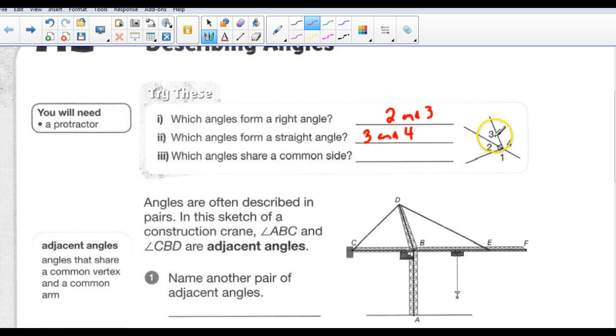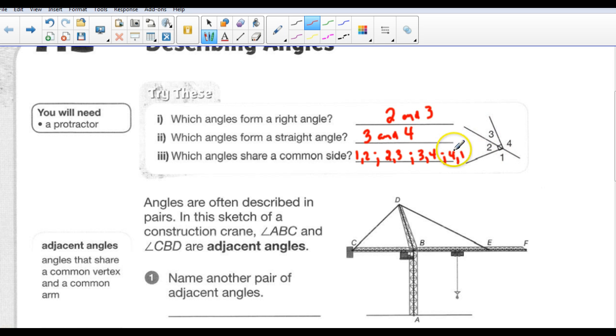Which angles share a common side? Well, angle 1 shares this side with angle 2, so we could say that 1 and 2 share a common side. This side here is shared by 2 and 3, so we could say that angle 2 shares a side with angle 3. We could say that this side here is common between 3 and 4, so we could say that angle 3 and angle 4 share a common side. And then this line right here is shared by angle 4 and angle 1. So we could say 4 and 1.